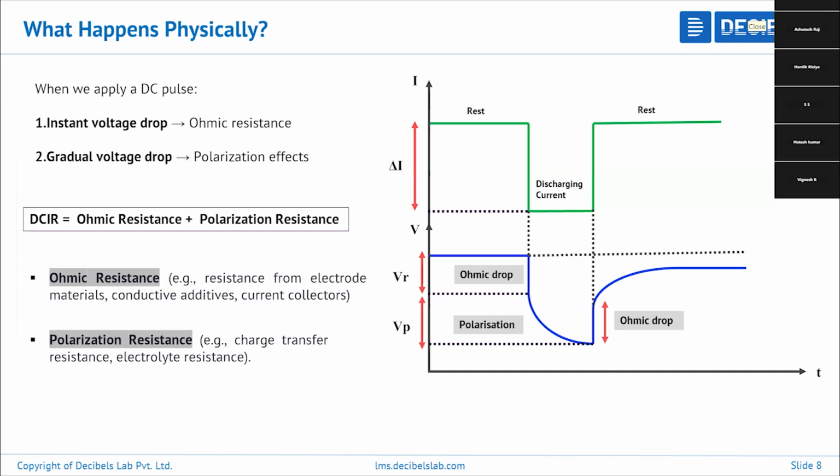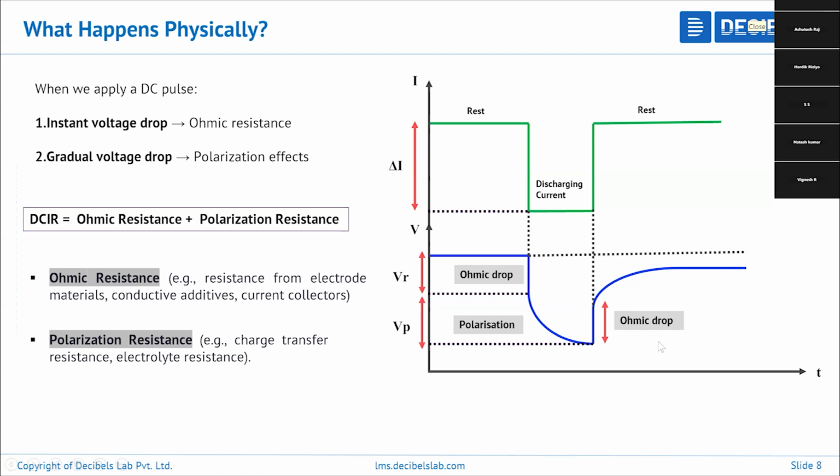In that duration, there will be an instant drop in the voltage associated with your ohmic drop. After that, there will be an exponential-decay-like structure associated with the voltage polarization. Same thing when you cut off that current excitation, it will be in rest.